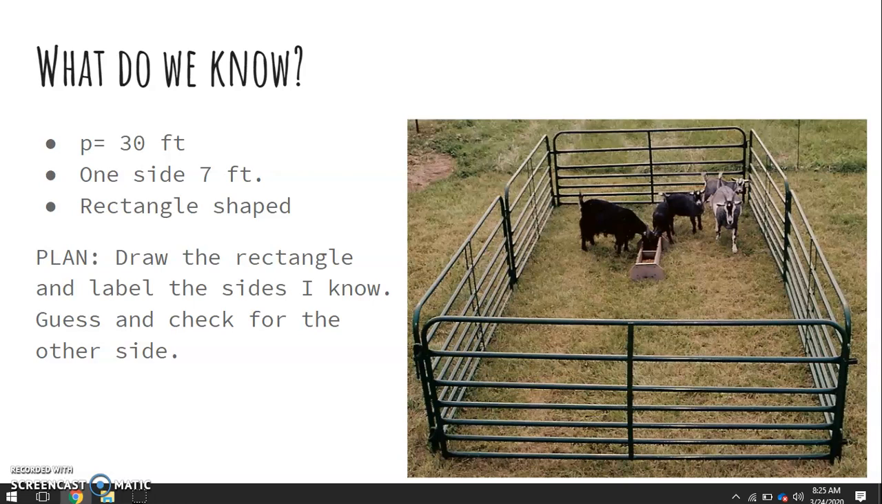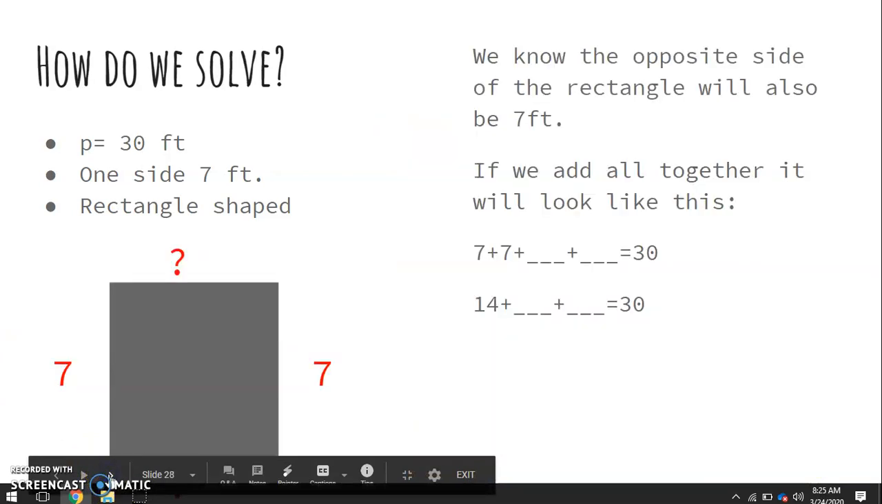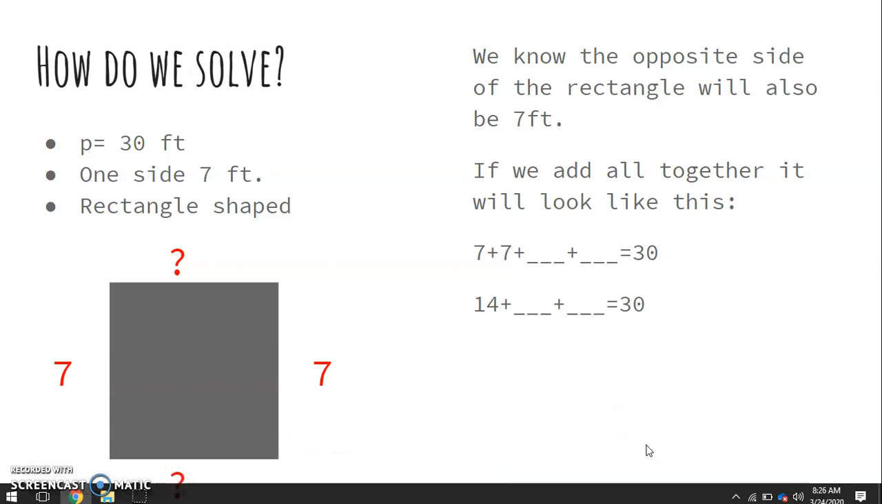So for our plan, we need to draw a rectangle and label the sides we know, and guess and check for the other side. We could guess or check, but I can also show you a little strategy. Okay, so here we have a picture that I've drawn, right? And you can see I've got two sides labeled with the 7 feet. Ooh, I forgot my units. And then the question marks for the sides we don't know that we're trying to find, right?